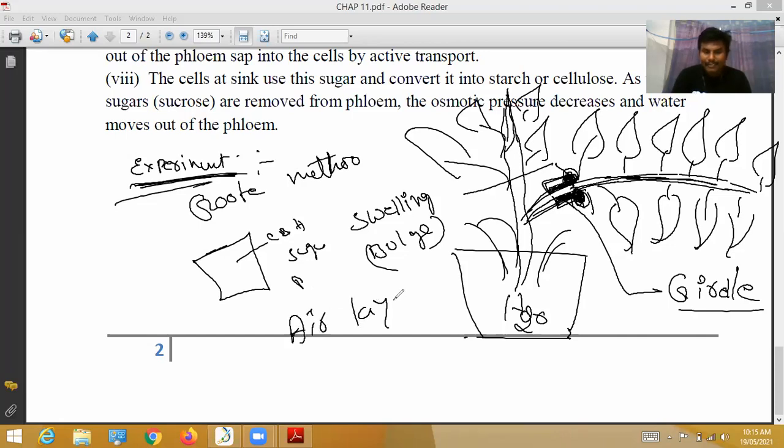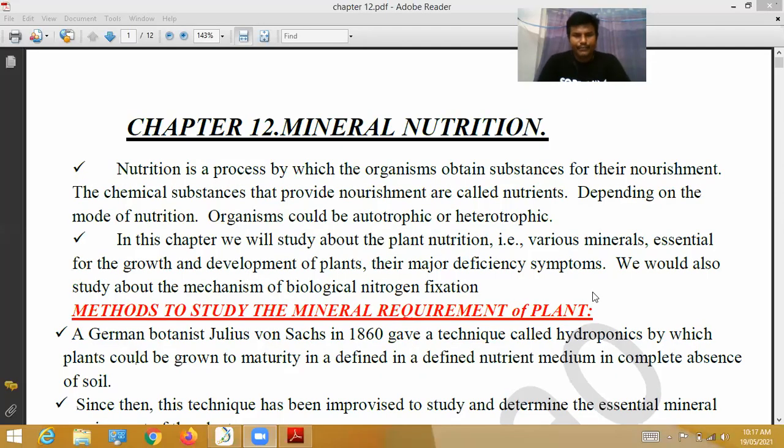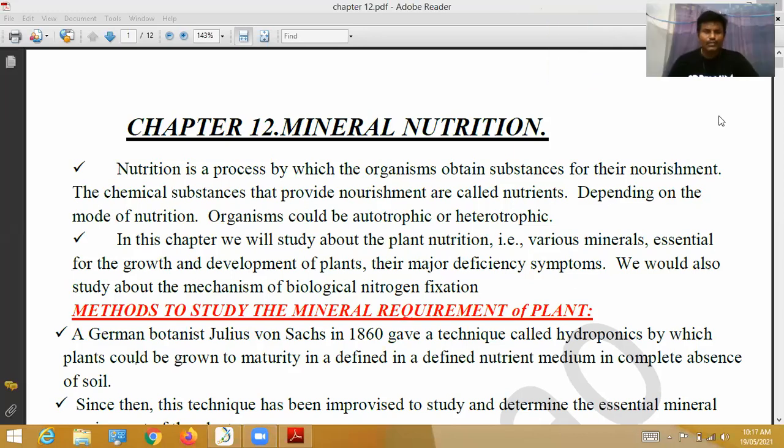This air layering method, in second PUC first chapter, I will discuss in more detail. That's all. With this experiment, the 11th chapter is successfully finished. 12th chapter, mineral nutrition. In this topic we will discuss what kind of minerals are available in soil and how they help the plant to develop and grow.